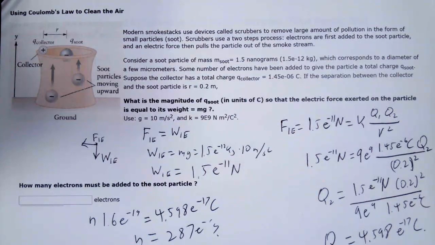So we find the force, and then we set the force equal to Coulomb's law, and so then we can solve for the charge. Once we know the charge, then we can figure out how many electrons are required to do that.